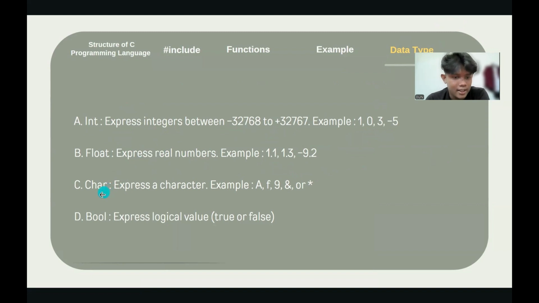And the third one is char. It is used to express characters. For example, A, F, 9, ampersand, or asterisk. And the fourth one is bool. It's used to express a logical value, whether it's true or false.